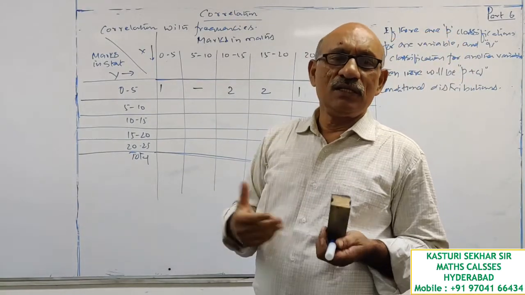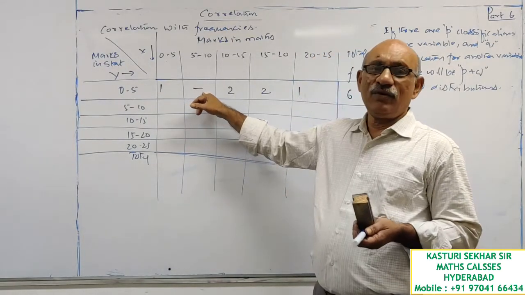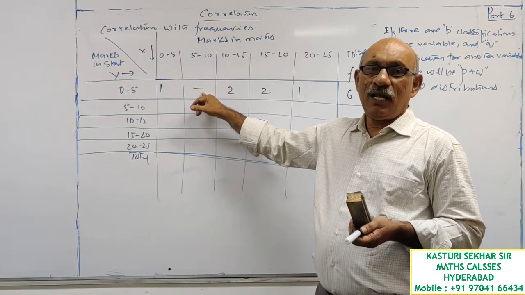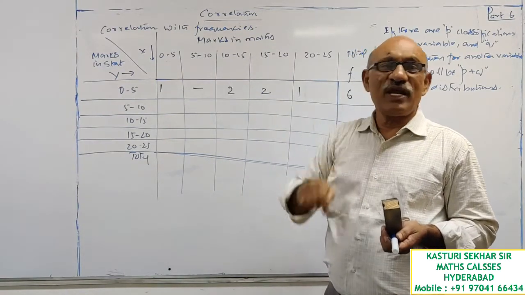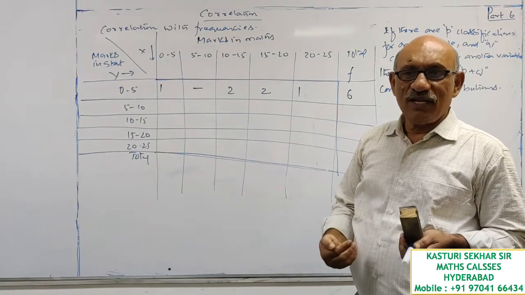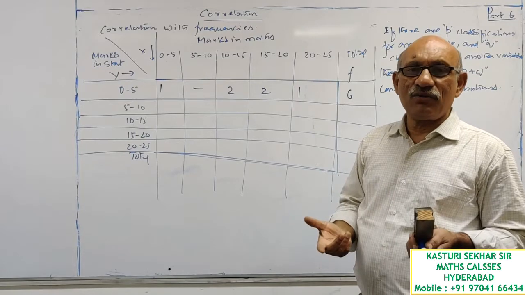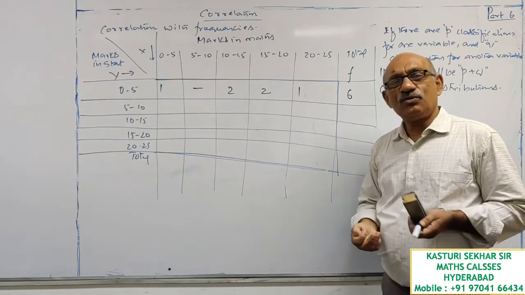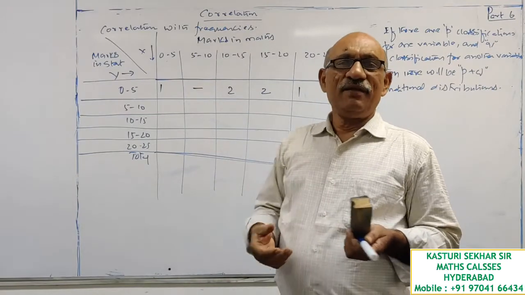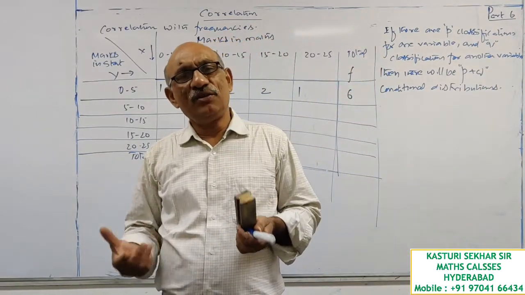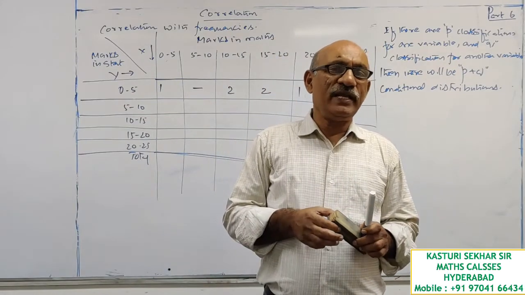Second point is the cell frequencies may be 0. That means there is no value inside a cell. And remember, they cannot be negative. No value inside the cell is negative. Reason is the numbers you are writing inside the cell will represent a number of students, and the number of students cannot be negative.